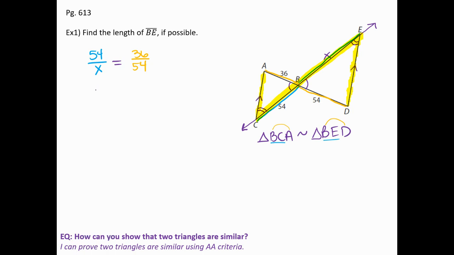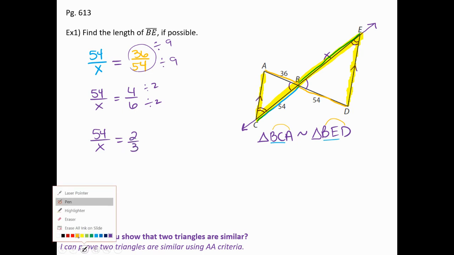I can reduce. So I'm just going to actually start by rewriting this. 54 over X equals, this fraction is reducible. I can divide top and bottom by 9. And there might be something bigger, but at least 9. And when I do that, I get 4 over 6. That's a whole lot nicer. I could do it again if I want. Yes, that's true. Or I could immediately start cross multiplying. So I'm going to divide by 2, top and bottom. So I'm just reducing my fraction here, making the numbers a bit smaller. That looks a lot easier to work with.